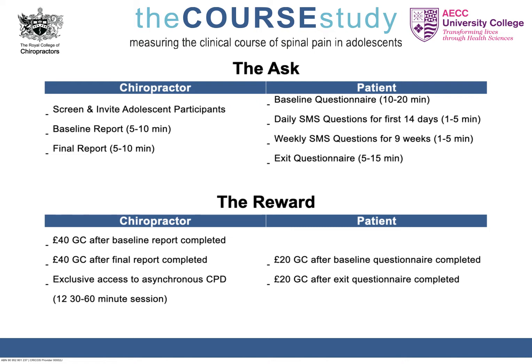From your adolescent patients, we are going to ask them to complete a baseline questionnaire and then answer 14 days of daily texts, which are just 1 to 3 questions, and then weekly text questionnaires, which are usually just 3 questions or maybe a little bit longer on those ones, and then an exit questionnaire at that 3-month mark, about 12 weeks later. For your adolescent patients, they will get a $20 gift card voucher after they complete the baseline questionnaire and after they complete the exit questionnaire.